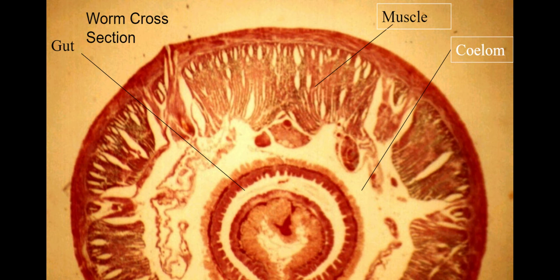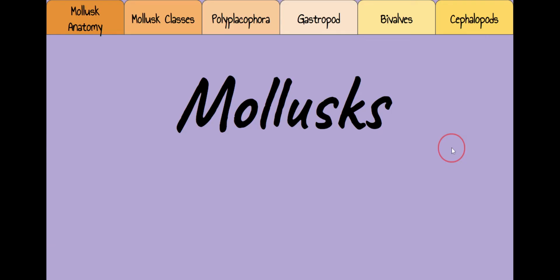If you have time, you'll have a chance to take a cross-section of your worm. And if you put it underneath a microscope, this is what it looks like from the end view, called the cross-section. You see muscle tissue. You see there is a gut and a coelom, and that's the space between the muscle and the gut. It's called the coelom. All right, that brings us to mollusks.